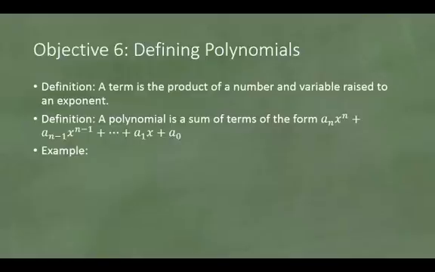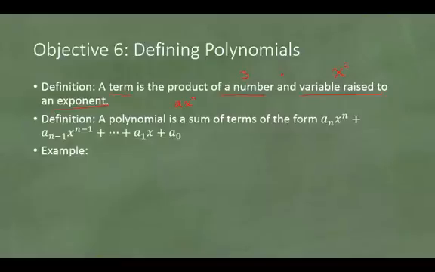Objective 6, defining polynomials. Before we define polynomials, we have to define a term. A term is the product of a number and a variable raised to an exponent. So something like a number like 3, and the variable, say x, raised to some exponent like 2, and it's the product of that. So 3 times x squared, that's a term. Any number times any variable raised to some exponent is a term.